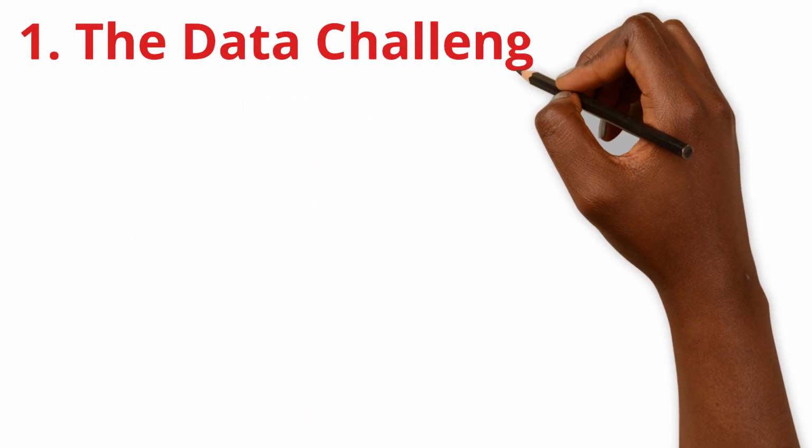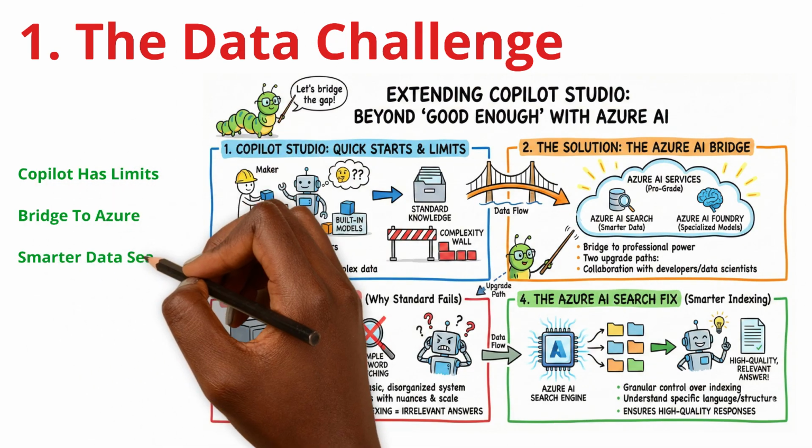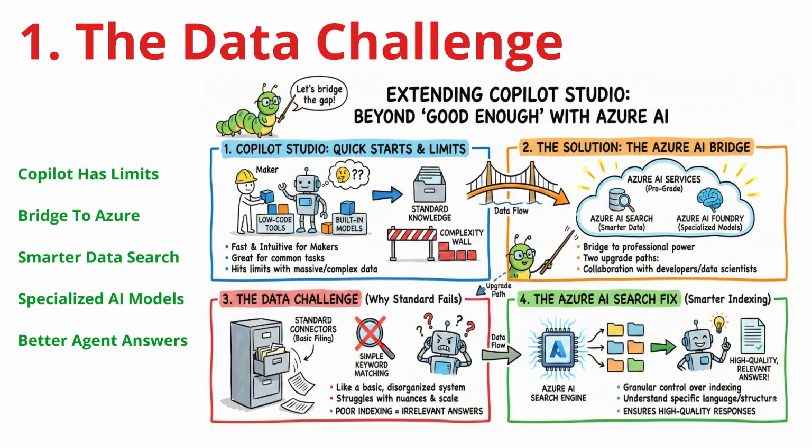Microsoft Copilot Studio is fantastic for low-code makers looking to build bots quickly using built-in models. It's great for common tasks, but eventually you might hit a complexity wall when dealing with massive or intricate data. You see, standard knowledge connectors act a bit like messy, basic filing cabinets, relying only on simple keyword matching. This often leads to frustrated bots giving irrelevant answers because they miss the nuances of your information.